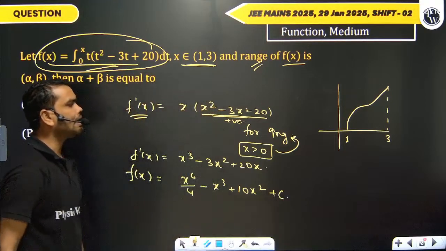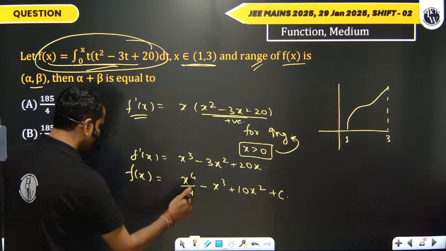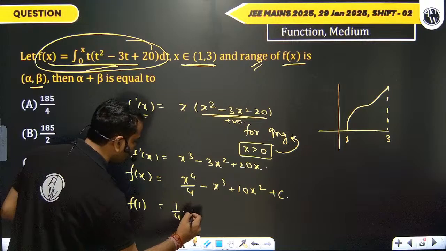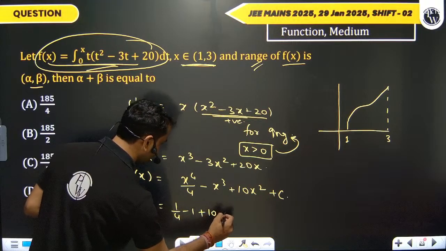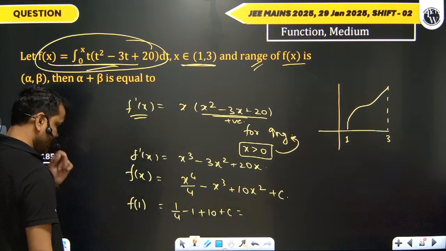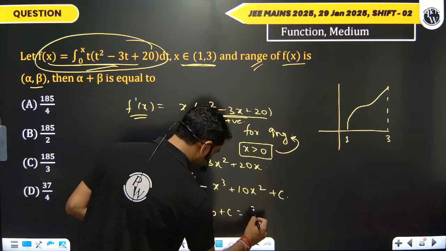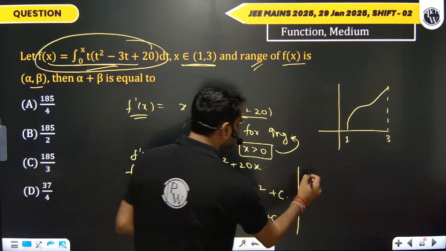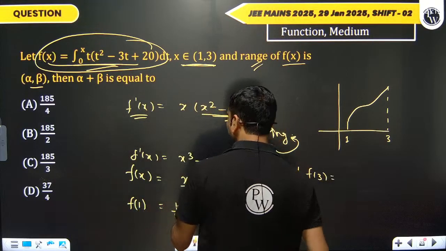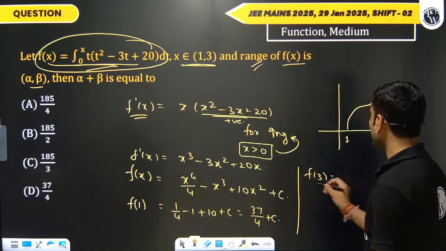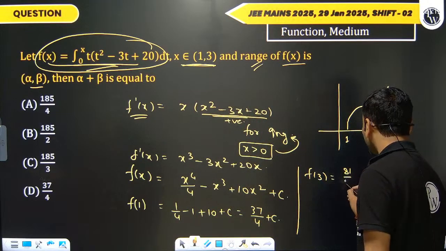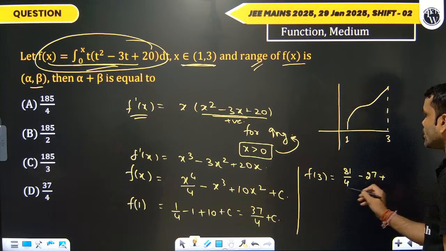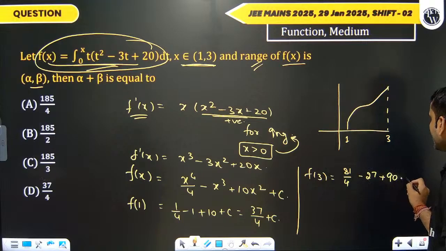Okay, now at 1, what should be the value? F of 1, if you calculate, it is going to be 1 by 4 minus 1 plus 10 plus c. So it is 37 by 4 plus c. Okay, now if you calculate the next value, which is f of 3, it will be 3 to the power of 4, which is 81 by 4, minus 27 plus 90. Okay, 90 plus c you will take.